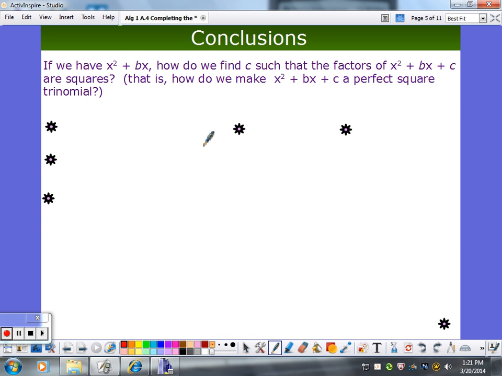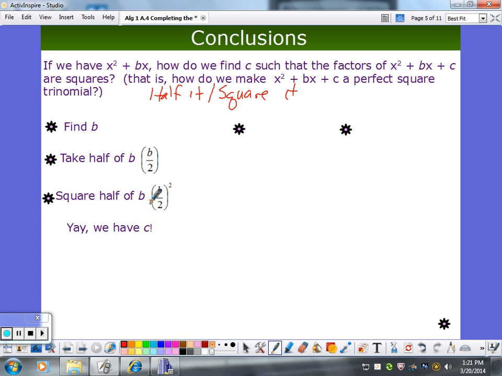Okay, so we have x squared plus bx. So I have an x squared plus something times x. How do you find the c that goes with it? You half it, and you square it. That's the easy way of saying it. Half it, square it, right? So you find the b, you take half of it, you square that half, and that's your c.